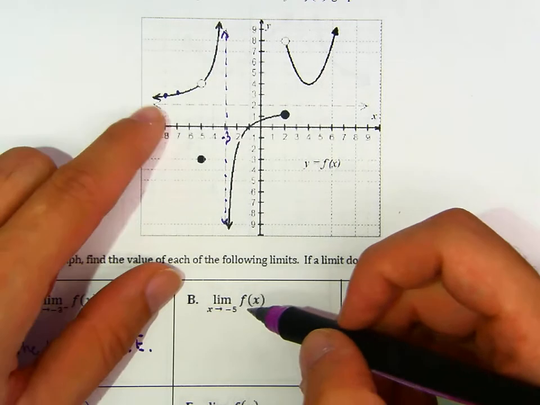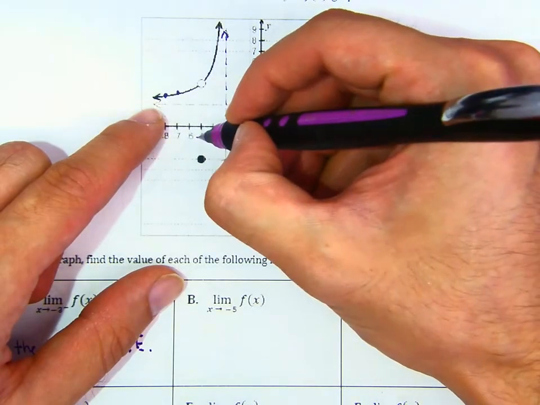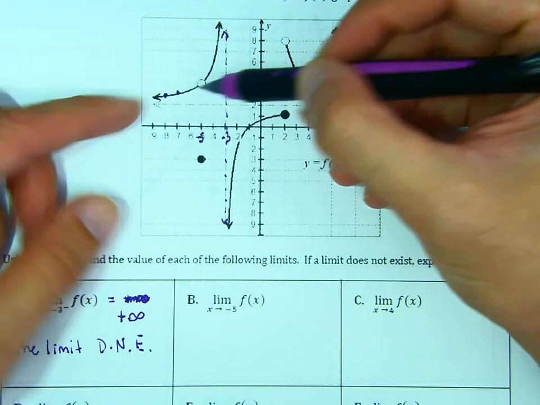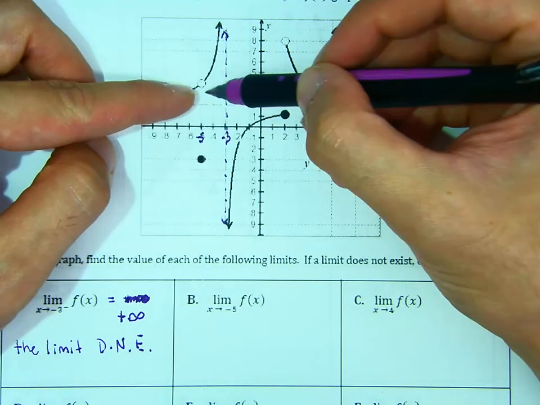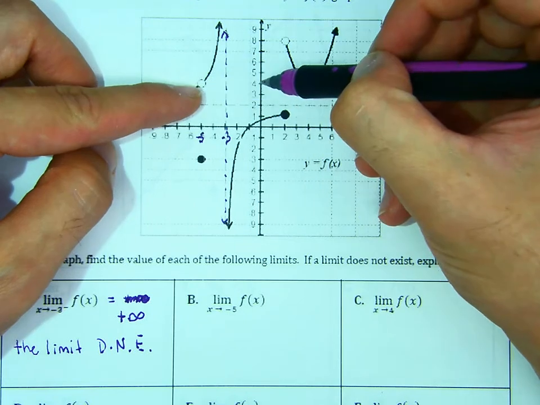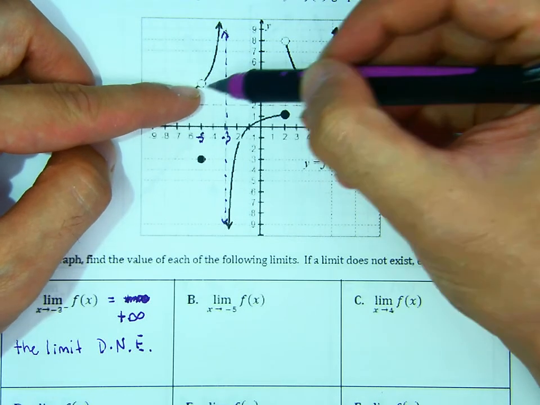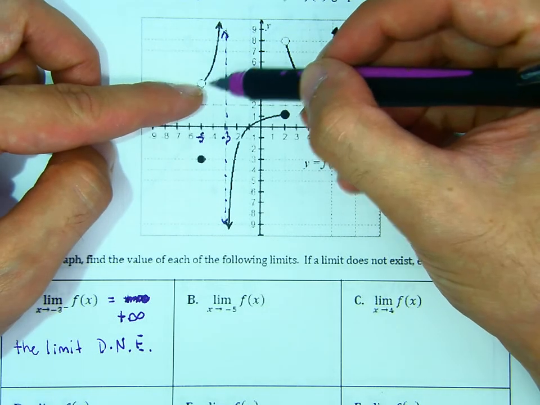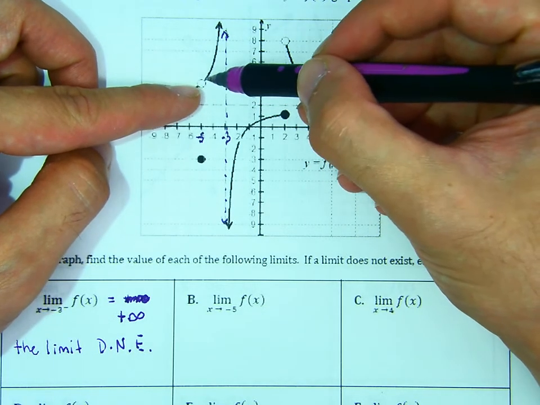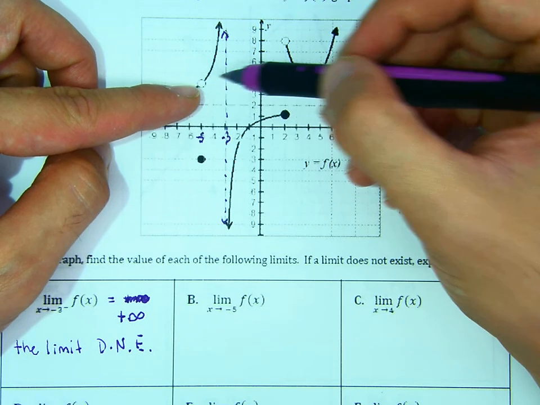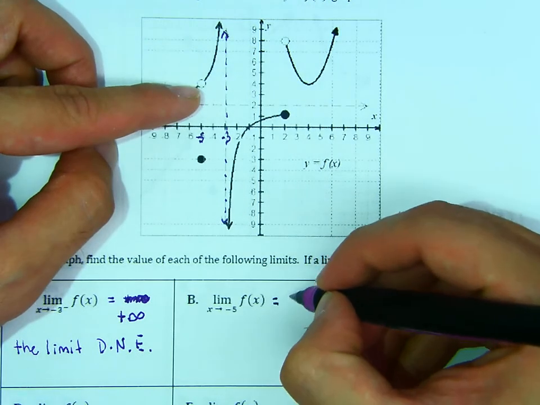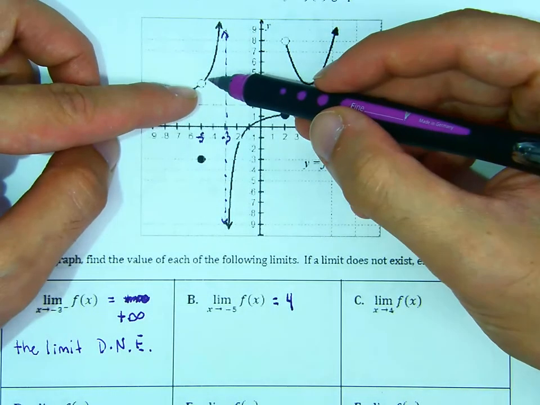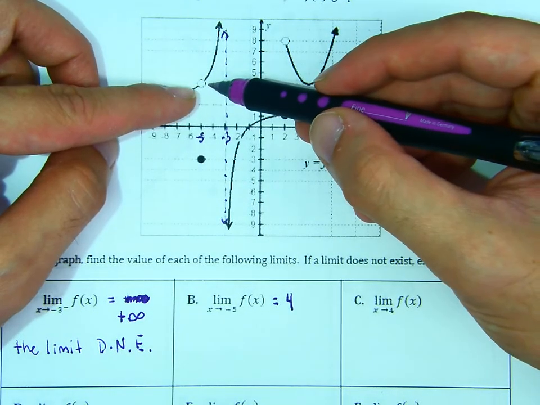Where is -5? -5 is over here, right? Notice from the left, what y value is this going to? It looks like it's going to 4, which is correct. Notice how from the left it's getting to 4. Notice from the right, it's also coming to 4. So this limit is equal to 4, because from the left and from the right, it's going to the same location.